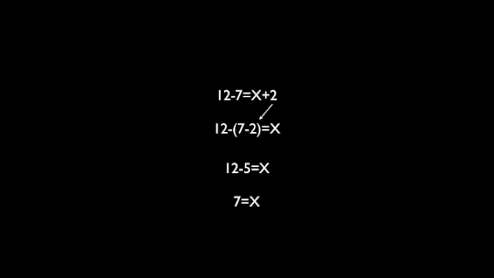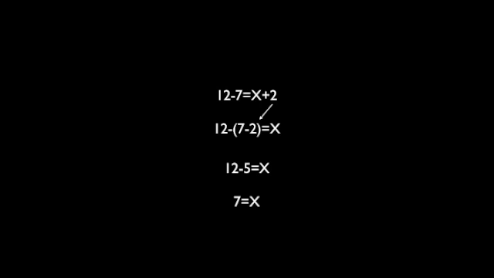Next, let's move on to a slightly harder problem. 12 minus 7 equals x plus 2. What you have to do to solve an algebra problem is get x alone on one side, across from the other numbers. So first, what you would do is subtract 2 and put it on the other side. So now our equation would read 12 minus 7 minus 2 equals x.